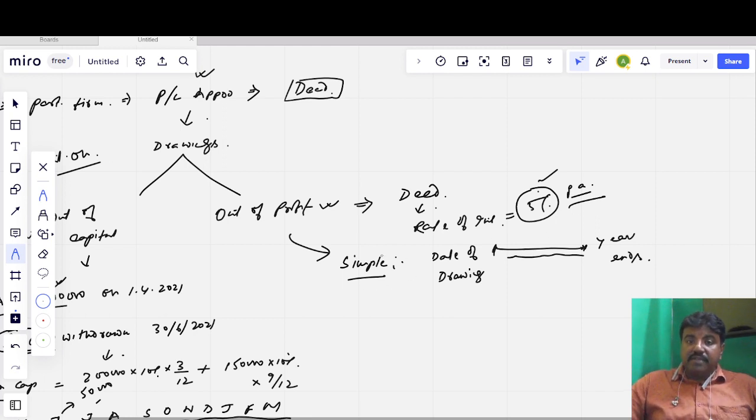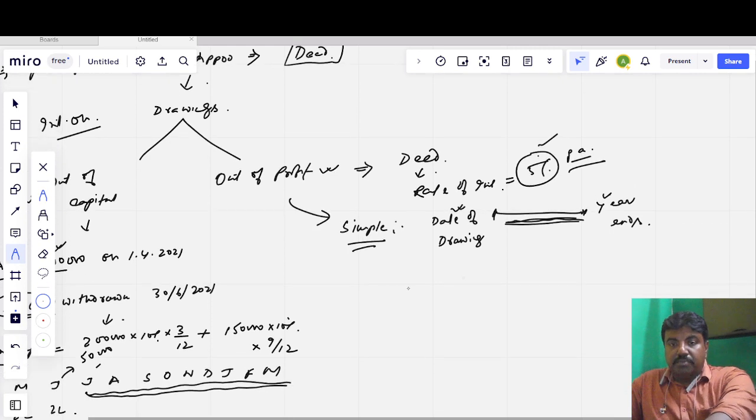So while calculating interest, what you have to keep in your mind? The date of drawing and the year end. The time period you have to count here, that is, for how many months, and for those months you have to calculate the interest. I'm just taking an example.